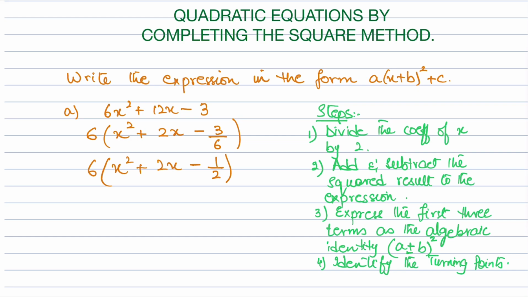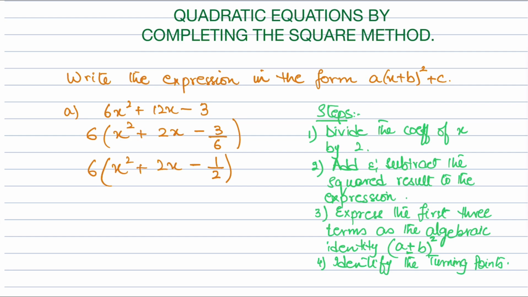So let's start. The first question that we have here says, write the expression in the form a(x plus b) the whole square plus c. So we can see here that (x plus b) the whole square involves the algebraic identity (a plus b) the whole square or (a minus b) the whole square, which equals a square plus 2ab plus b square, or a square minus 2ab plus b square. So let's start working on it.